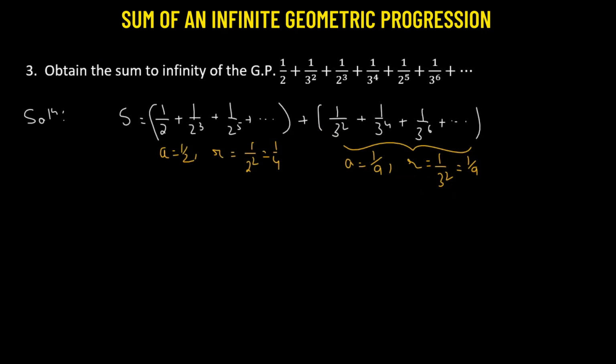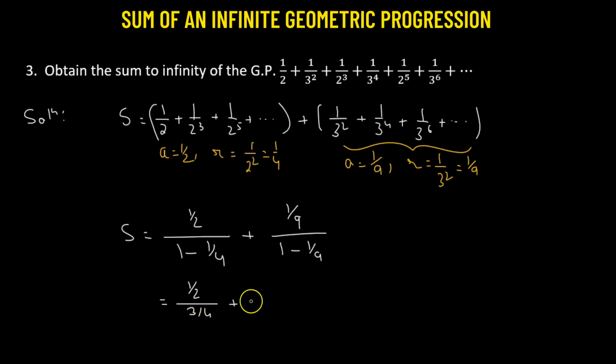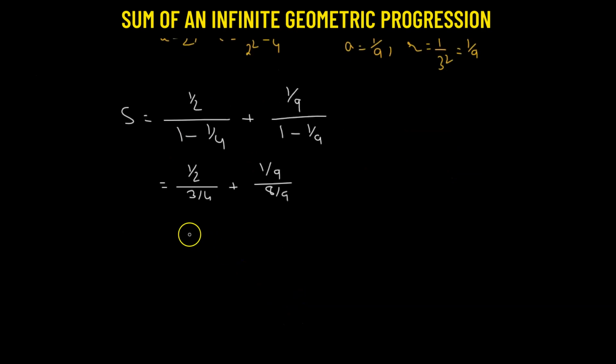So let's find out the sum to infinity for each of the two geometric progressions. For the first geometric progression, we have the first term a divided by 1 minus the common ratio 1 over 4, plus for the second geometric progression, we have the first term 1 over 9, and in the denominator we're going to subtract the common ratio from 1. So let's further simplify. So we have 1 over 2 divided by 3 over 4 added to 1 over 9 divided by 8 over 9.